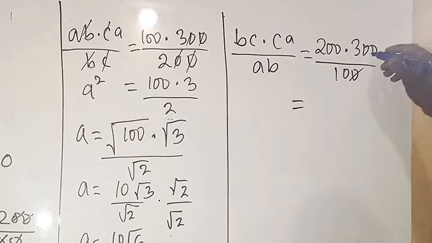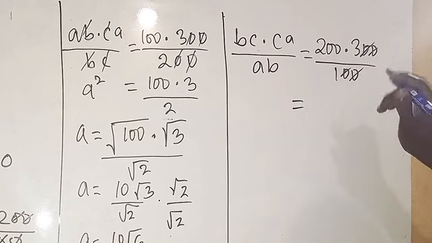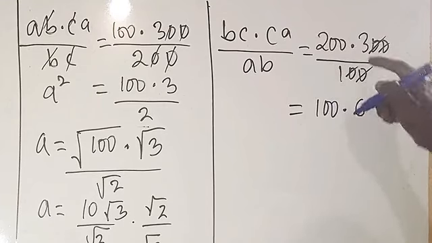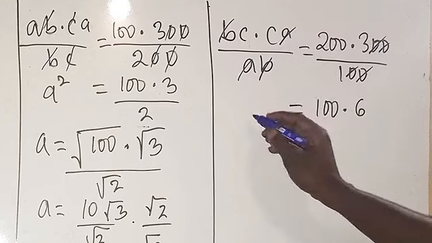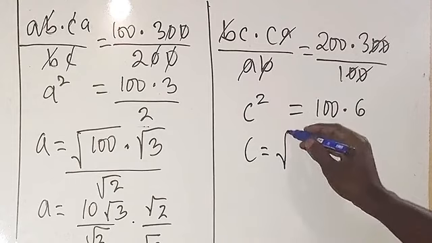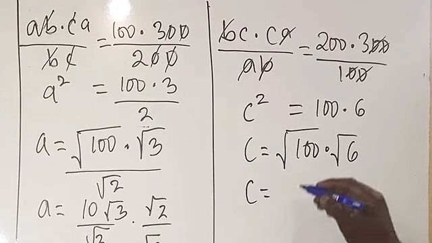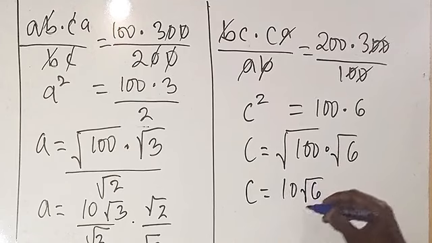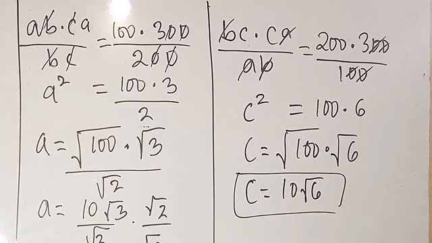So we're going to have this cancel, this will cancel this. This will give us 600, so I can have 100 multiplied by 6 to give us this 600 here. Then I'm going to have B, we cancel B, A, we cancel A, I have C squared. So C must be positive, so we're going to have 100 times 6 under the root. So we have C equals, root 100 is 10, then root 6. So we have this C. Now we have A, we have B, and we have C.